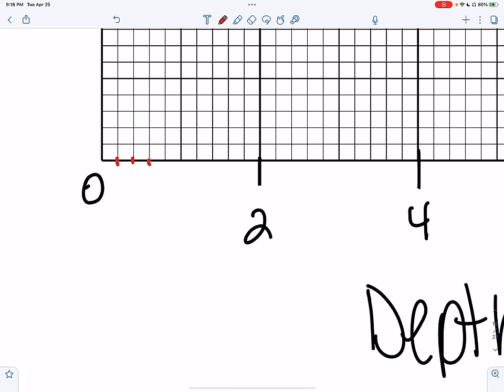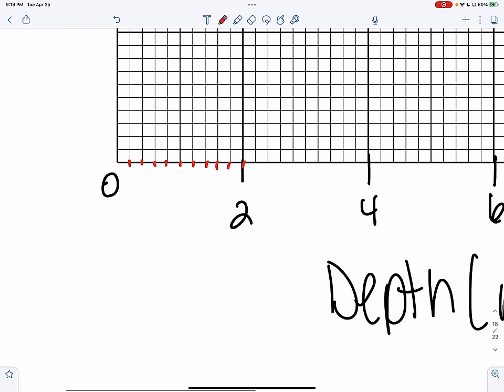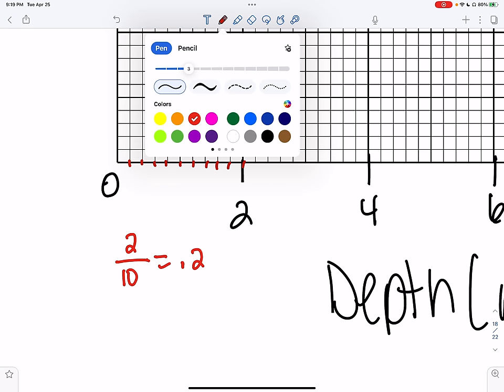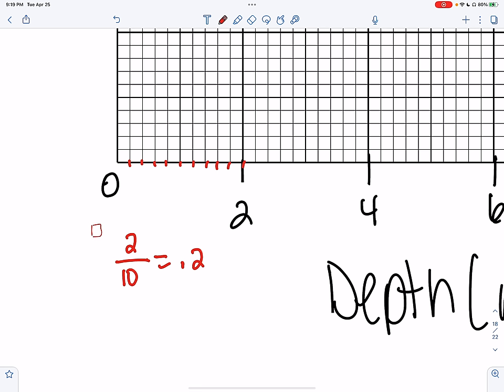So we have 1, 2, 3, 4, 5, 6, 7, 8, 9, 10 boxes. And then those 10 boxes get you to the number 2. So essentially, I say, all right, I have 0 to 2. I have the number 2 and I split it up 10 ways. There's 10 boxes making up to the 2. 2 divided by 10 is going to be 0.2. And I write, kind of for myself down here, each box equals 0.2. It's not inappropriate to do that. I just write it small and out of the way.